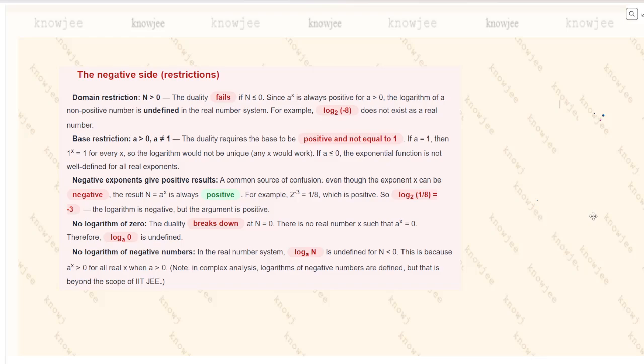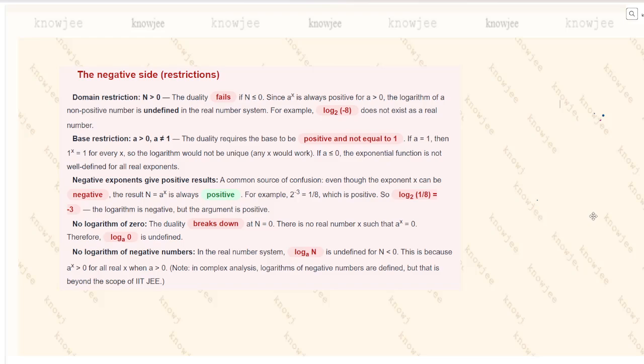Why can a not be equal to 1? Because 1 to the power any value is equal to 1 always. So logarithm would not be unique in that case, so we do not take a equal to 1. And if a is less than 0, the exponential function is not well defined for all real exponents. So that's why we only take a greater than 0. If a positive number is raised to a negative exponent, the value will always be positive.